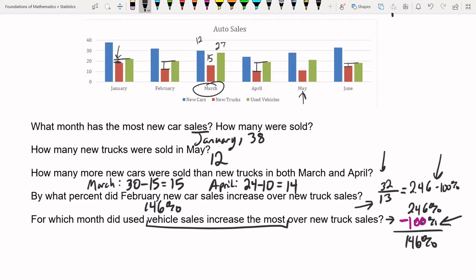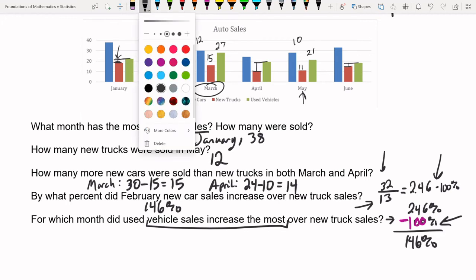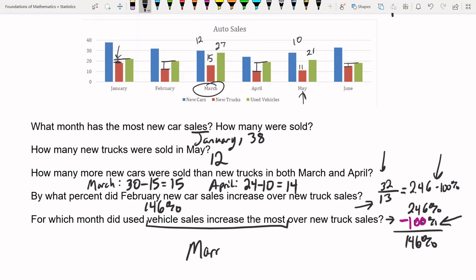That's a 12 car difference. In May, this looks to be about 21 to me, and this is about 11, maybe 12. That's a 10 car difference. So yeah, March is the bigger sales increase. So the answer to the question would be March. March has the biggest increase of used vehicle sales over new truck sales.